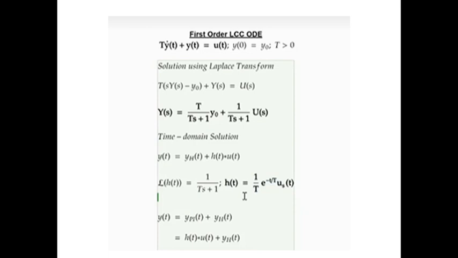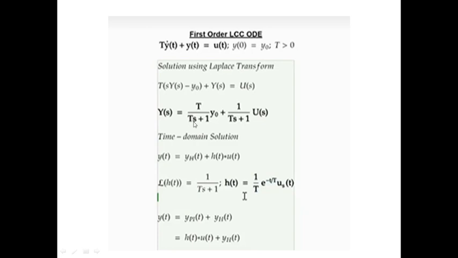As discussed, any LCC ODE is LTI, hence we can use the result that the output is the convolution of the input with the impulse response. Now taking the Laplace transform and using the relation for the derivative, we write this expression combining Y of s and expressing it in terms of the initial value, where y naught is y at 0, and the input. This is the final expression in the s domain.